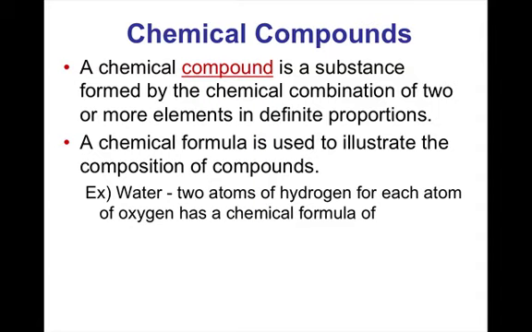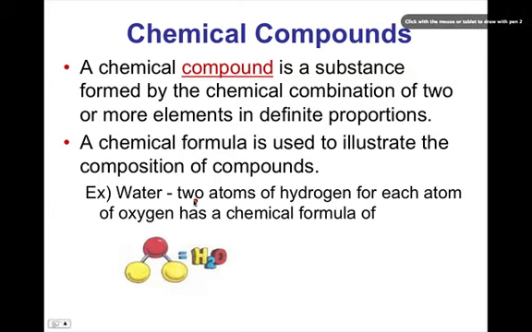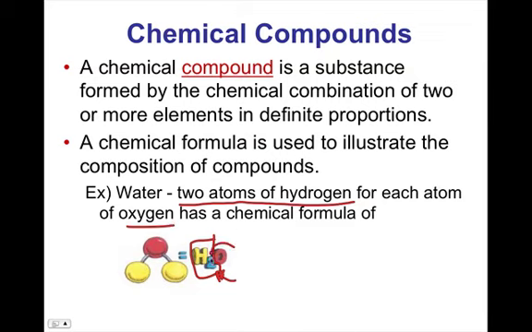An example of a chemical formula would be water. An easy one. Water contains 2 atoms of hydrogen for each atom of oxygen. So its chemical formula is H2O. Once again, it has 2, and we've got that little subscript down there. That means that there are 2 atoms of hydrogen. And then we've got 1 atom of oxygen right here. So that's why water is H2O.